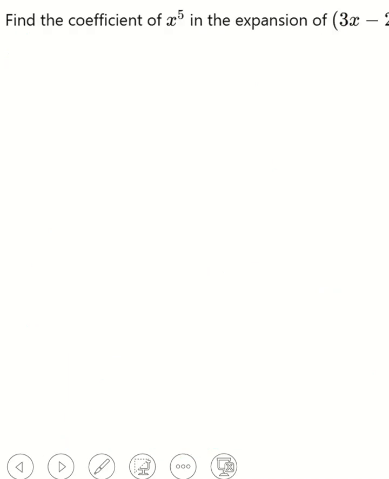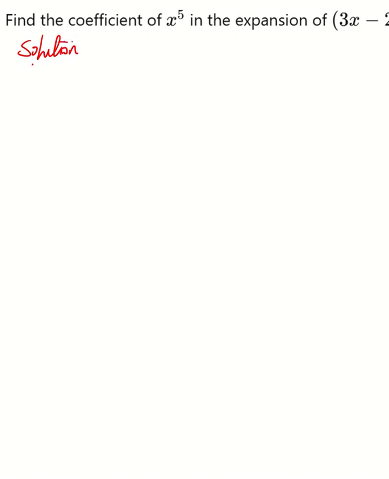The last one says, find the coefficient of x raised to the power 5 in the expansion of 3x. Okay, I know the expansion is cut off. So the binomial term is (3x - 2) to the power of 7. This is the expansion. All right, so we want to find the coefficient of x to the power 5. Let's recall the formula again.